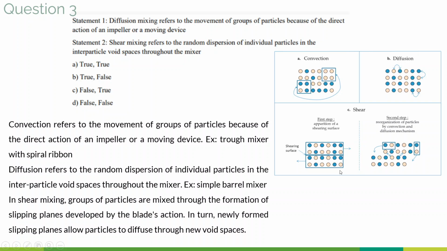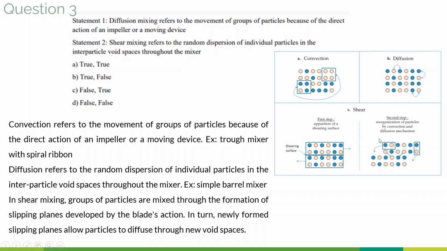The particles across the slipping planes will be mixed, hence causing a shearing action or a shear mixing mechanism. The shearing of these slipping planes will cause the mixing, and the rate of shear mixing is somewhere intermediate between convection and diffusion. So convection is very fast, diffusion is very slow, and shear mixing is somewhere in between.